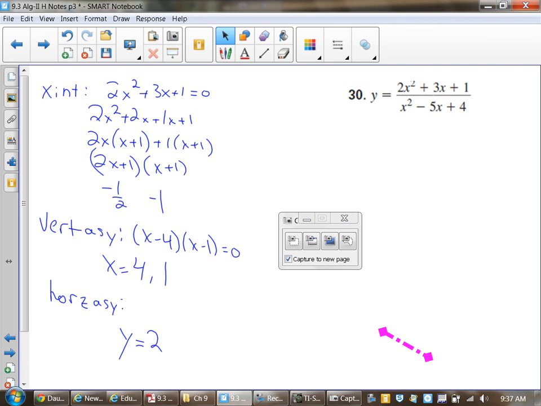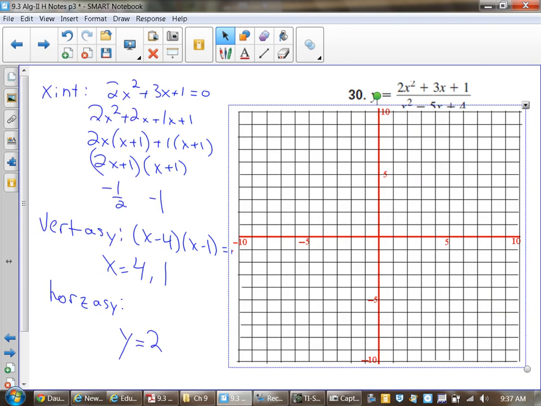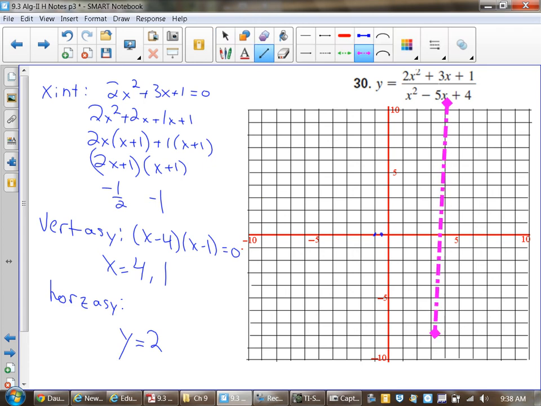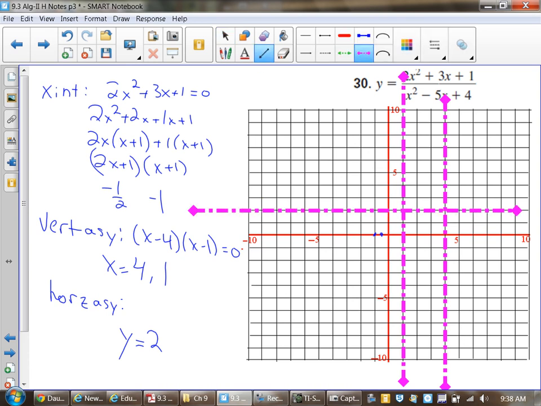After that, it's a matter of just using table functions. And like I said, that's probably the easiest thing you have to be able to do. -1/2, -1, 4 and 1. And then horizontal at 2. From there, again, it's up to you. Table, look at the graphs and go from there.